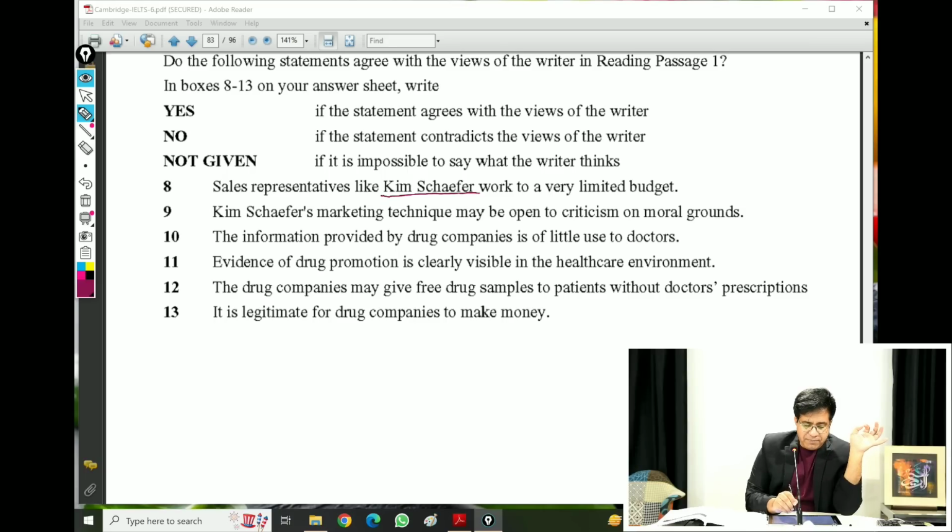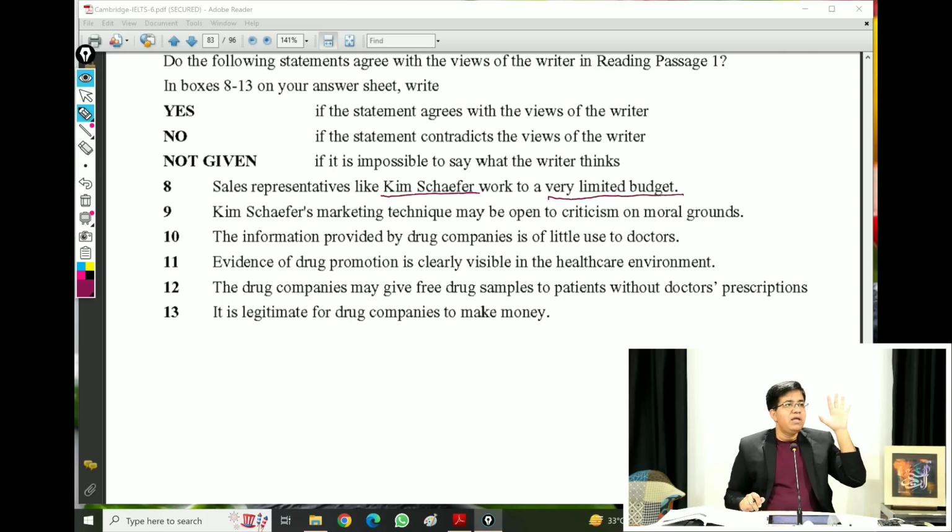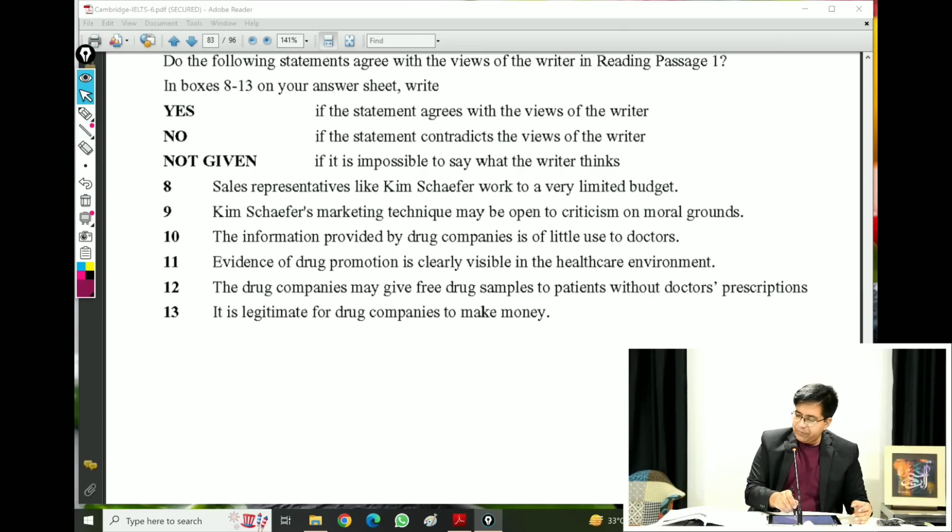Sales representative Kim Sheffer work to a very limited budget. Underline very limited budget. Now, look at me. Kim Sheffer, and we need to find information about budget. And then we have to see if Kim Sheffer works to a very limited budget. Answer is yes. If his budget is vast or unlimited, then answer is no. And if they don't tell us whether the budget is limited or unlimited, then it is not given. Okay. Now let's go back and we look for Kim Sheffer.